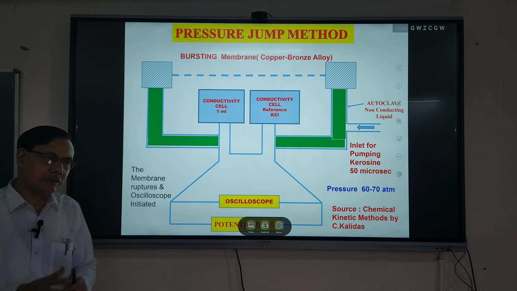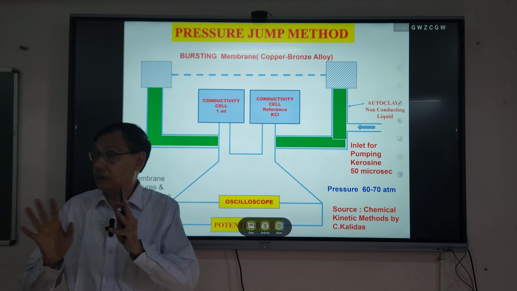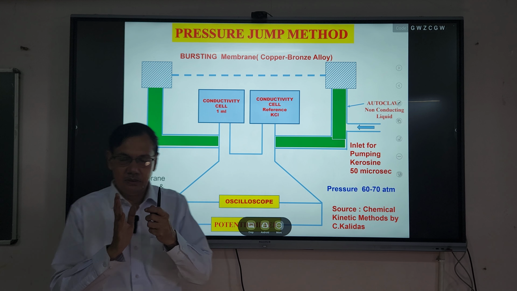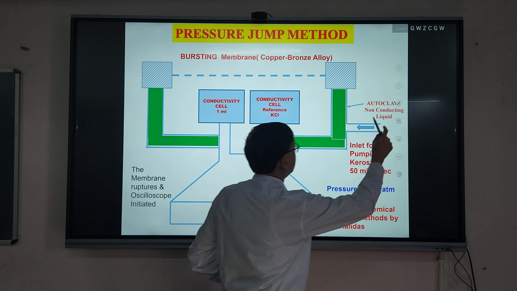Naturally, just like your stopped flow method, there must be mixing. Here there is no mixing system. So there are two cells, like reactant A and reactant B. So this is called the conductivity cell.